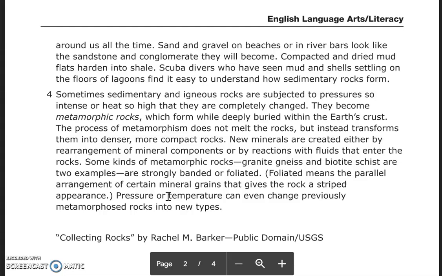Some kinds of metamorphic rocks, granite gneiss and biotite schist are two examples, are strongly banded or foliated. Foliated means the parallel arrangement of certain mineral grains that gives the rock a striped appearance. Pressure or temperature can even change previously metamorphosed rocks into new types.